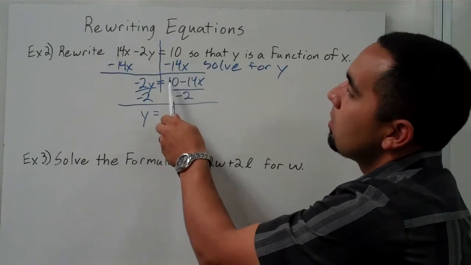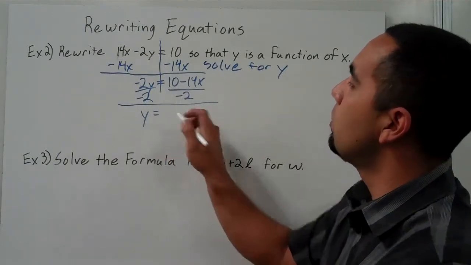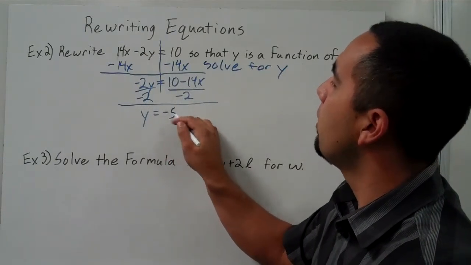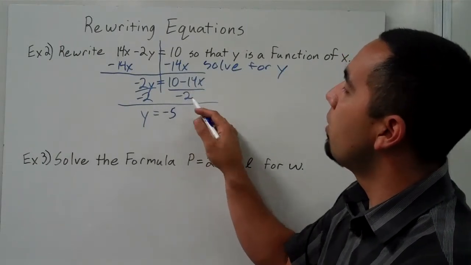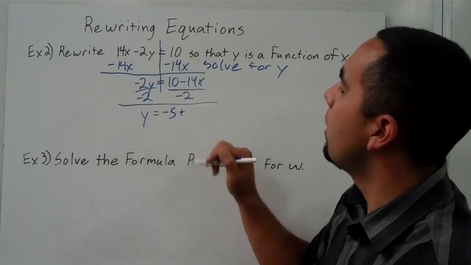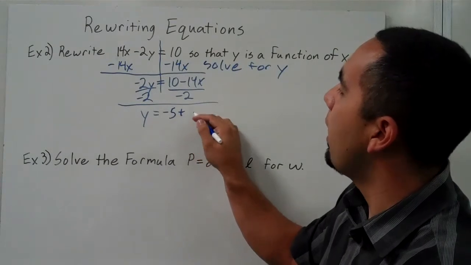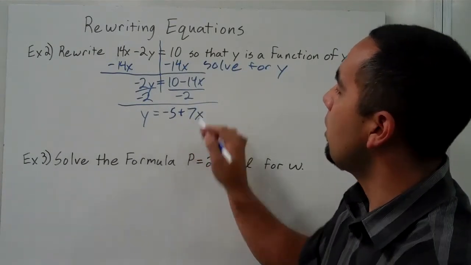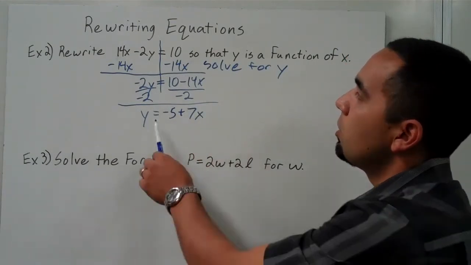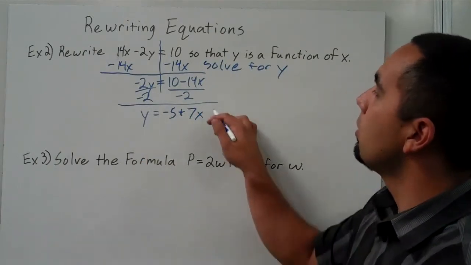So let's think about this. 10 divided by negative 2, well, that's negative 5. Negative 14 divided by negative 2, well, that's a negative divided by a negative is a positive, so we're going to add 7x, okay? So we just solved for y, and we are done.